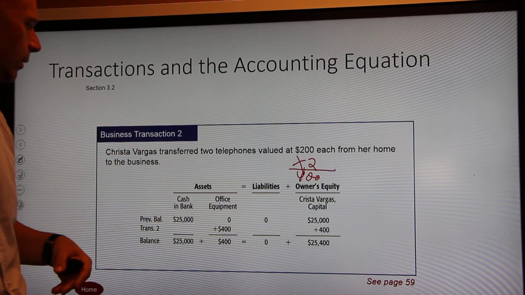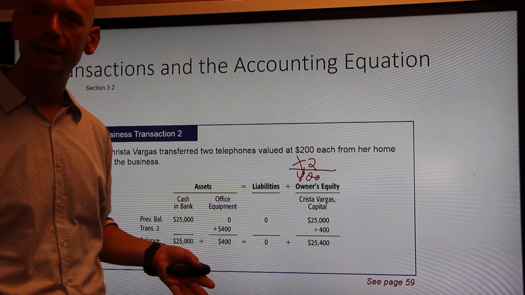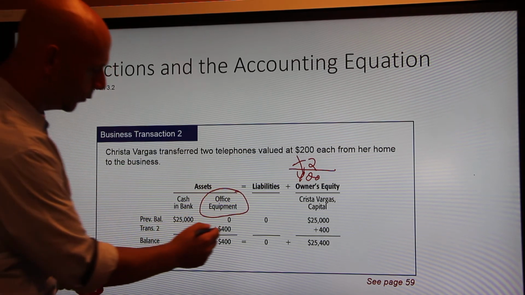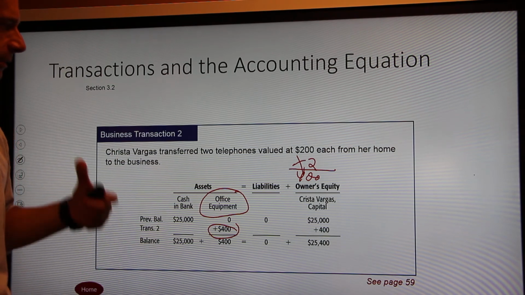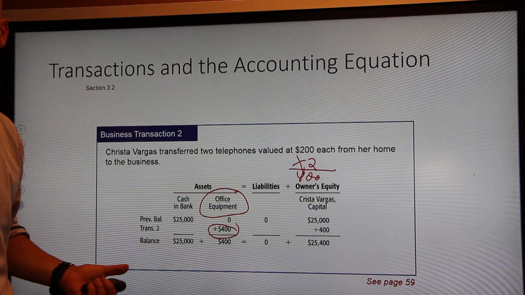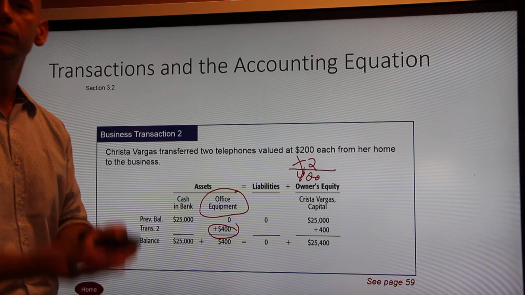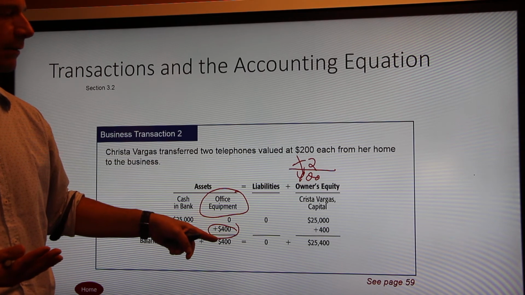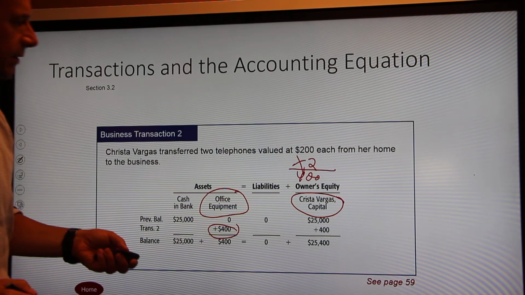So now let's figure out what accounts would be affected. You have your list of accounts, and in this case, she's not investing cash, right? No, she's investing office equipment. And she's investing $400 worth of office equipment. So she would have office equipment of $400 increasing. And if she were to sell those telephones, would she get back the full $400 for the telephones? Absolutely. So her owner's equity also has to increase by $400 to show that she has a claim to that $400. Okay? So owner's equity goes up, and office equipment also goes up.